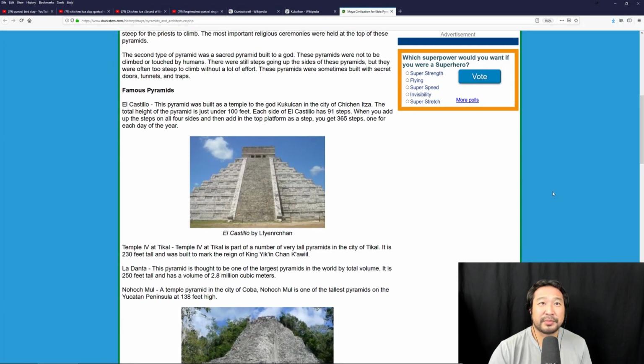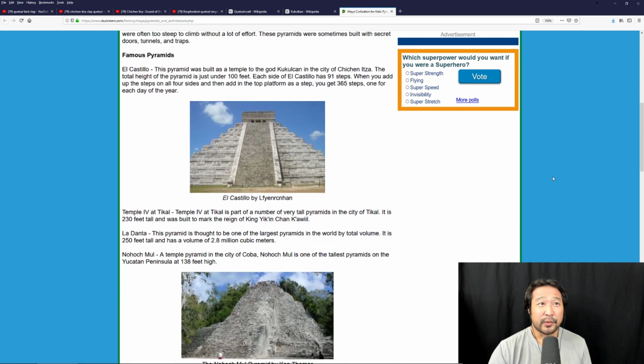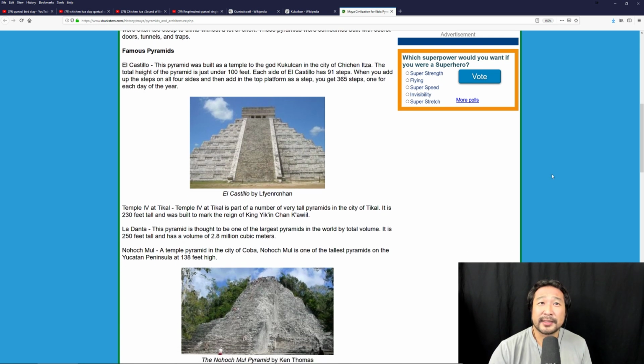The pyramid was built as a temple to the god Kukulkan in the city of Chichen Itza. I'm sorry if I'm saying that wrong. The total height of the pyramid is just 100 feet. Each side of El Castillo has 91 steps. When you add up the steps on all four sides, you get 364 steps. If you finally, at the top, add that final top platform as a step, you get 365 steps. So each step would equal a day of the year. Now, isn't that pretty cool?